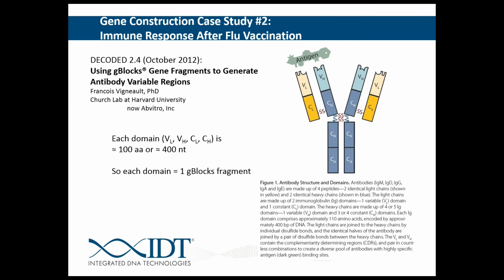Another nice example comes from the Church Lab at Harvard University. The Church Lab is interested in a great many things, but one of their interests was looking at immune responses after flu vaccination and really trying to determine which antibodies bind the best to influenza. And this is something that is very important, especially with the influenza vaccine, because this is one of the vaccines that has relatively low efficacy compared to many of the other vaccines. So anything that we can do to improve the efficacy of this vaccine would be very useful.